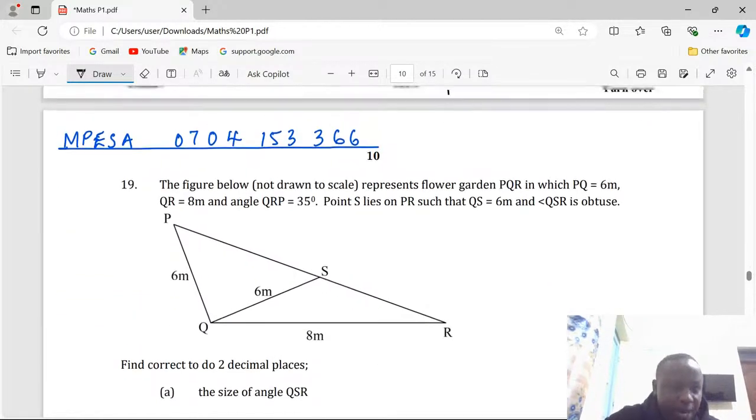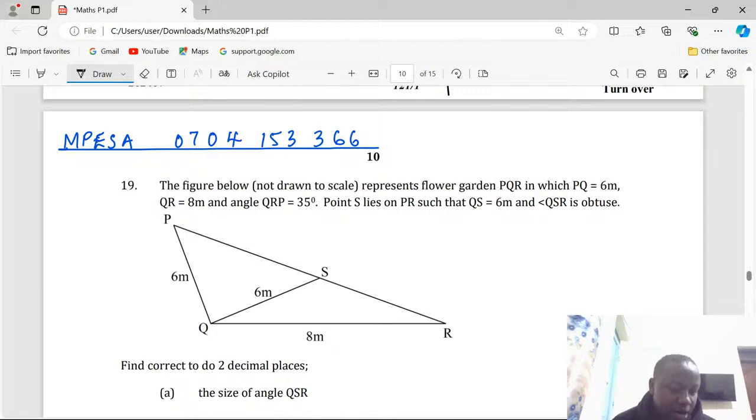We can get to number 19. Remember, my number is still on the screen. You can use it.